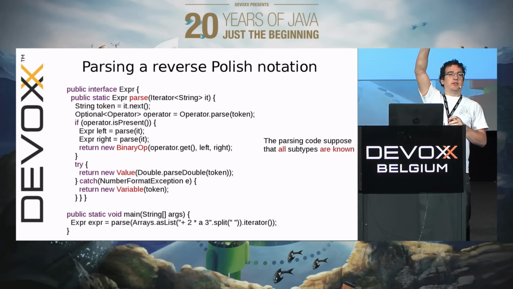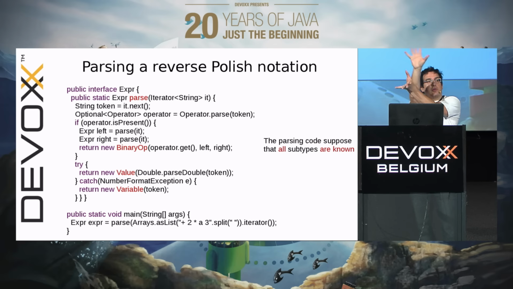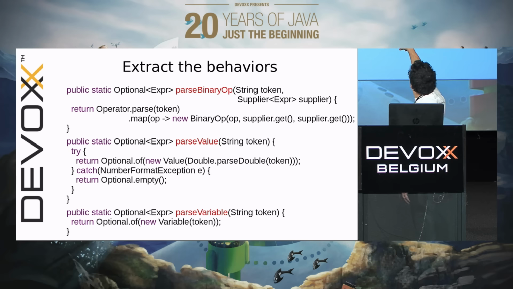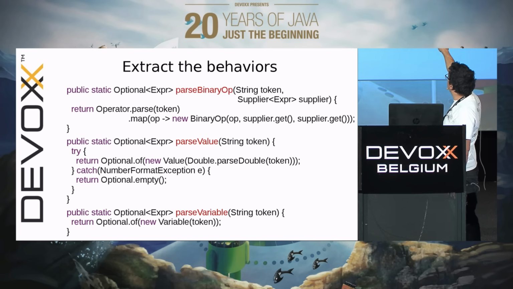If I want to extract the behavior, to put it in a method and combine them after, I have to be able to abstract pass with the iterator. The way to abstract it is just to say, oh, it's just a function that will return an expression. And basically here, from the point of view of the thing that creates the binary operator, this function takes no parameter because the iterator is outside of the creation. So I can abstract it using a supplier, which is a supplier of expression. And I will call supplier.get twice.